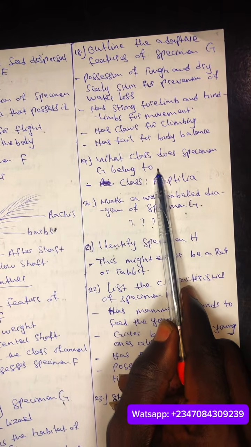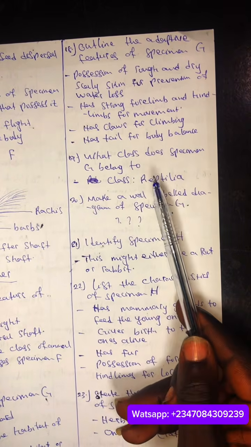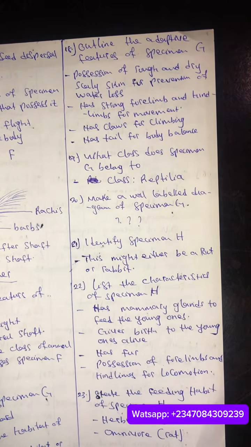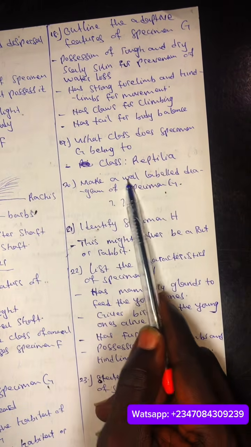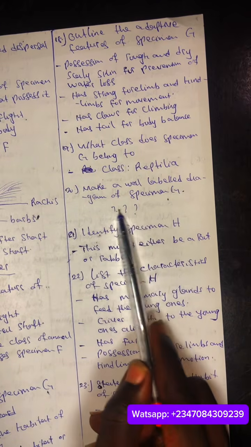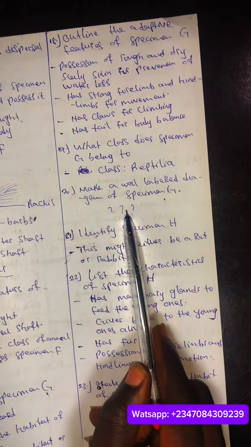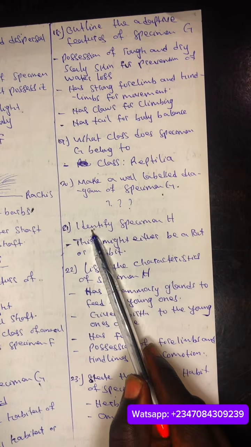What class do they belong to? They are class Reptilia. You may see some people just write Reptilia. No, write class, colon, Reptilia. That's the best form of classification. The next question, make a well-labeled diagram of specimen G. You can say I just put it there because I don't have space. I only put a question mark. Go and make your findings, or you can bring out the diagrams yourself.